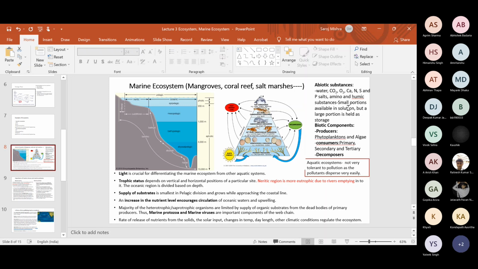Okay, so when we say that a small portion is available in the solution, it is because of the weathering action, because constantly the water keeps circulating. There is circulation, there is wind action which occurs in these oceanic bodies, which constantly hits, and as a result there is a slow solubilization of various rocks, which are going to release these sulfates, or these could be phosphates, etc., which are constantly released into the water bodies.